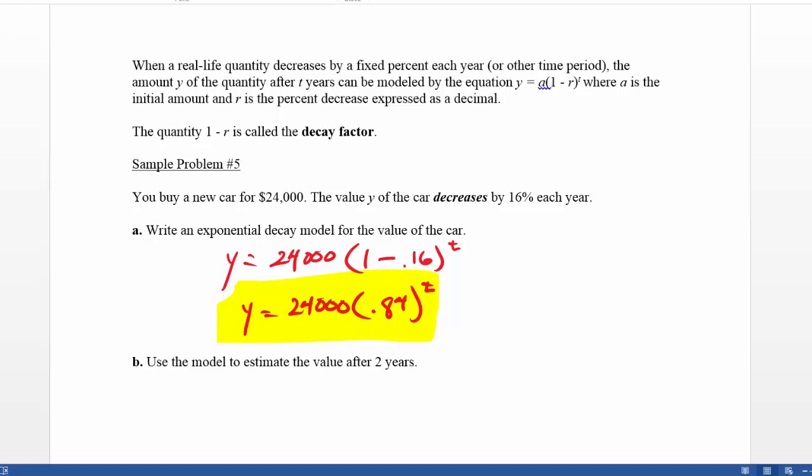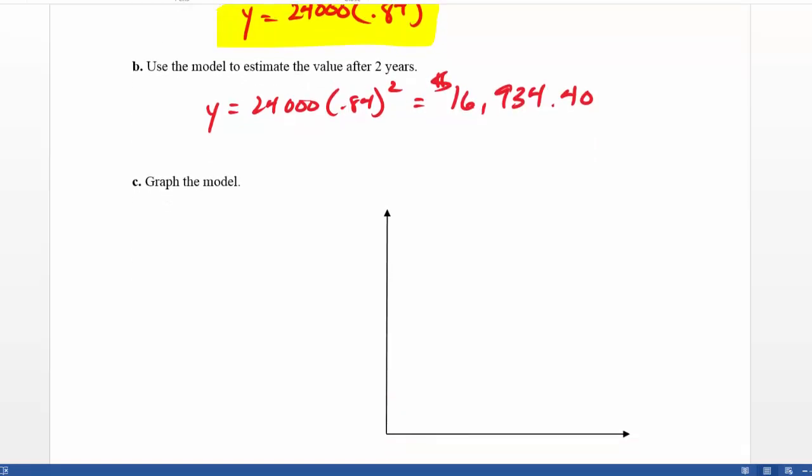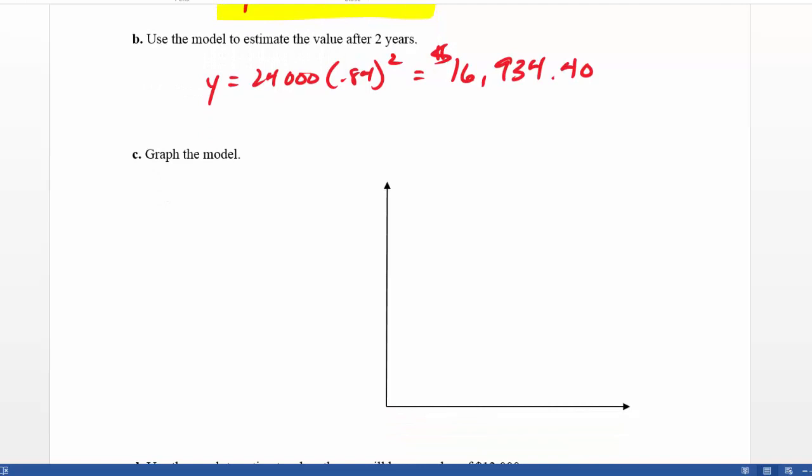Now, it said to see how much the value is estimated to be worth after 2 years. So again, simple plugging in of 2 years for t, and you can see that that value equals. Now we want to graph the model, and of course a simple little t-chart here will help us do this. And again, negatives would be kind of irrelevant at this point for this type of model, and so we will use quadrant 1 of the graph.